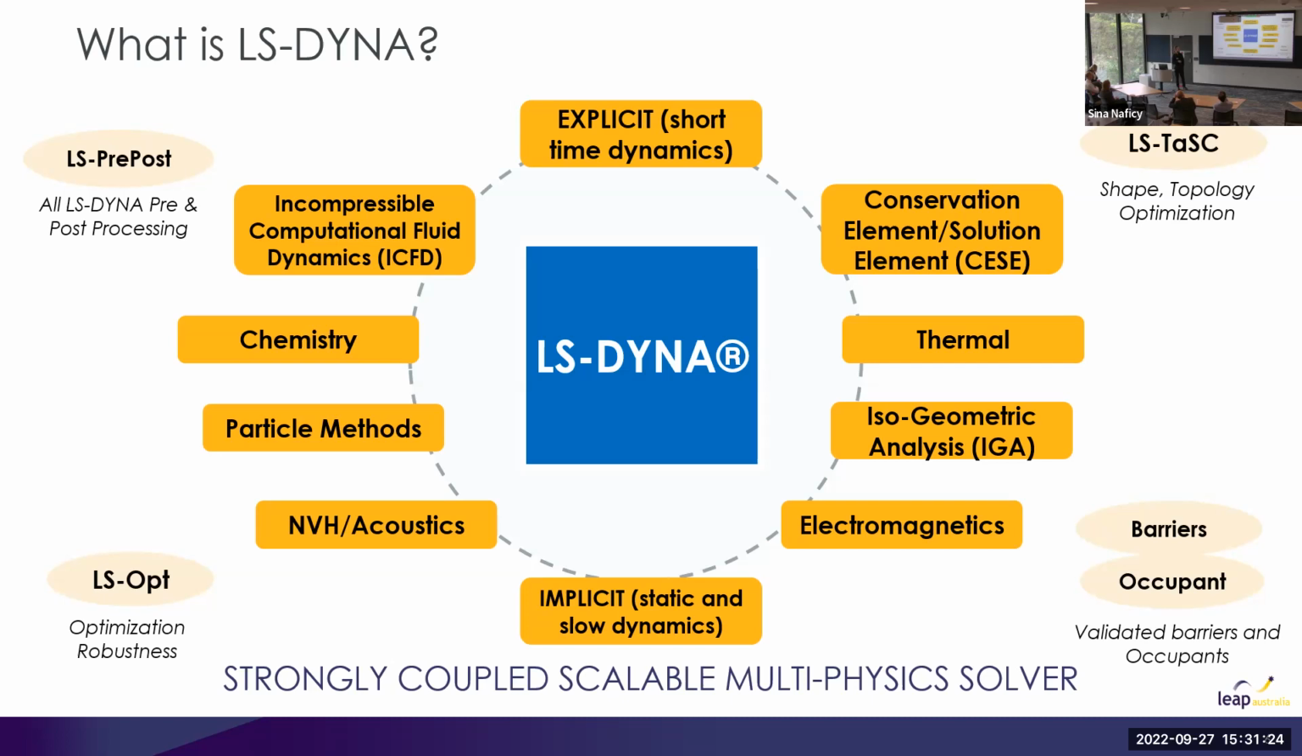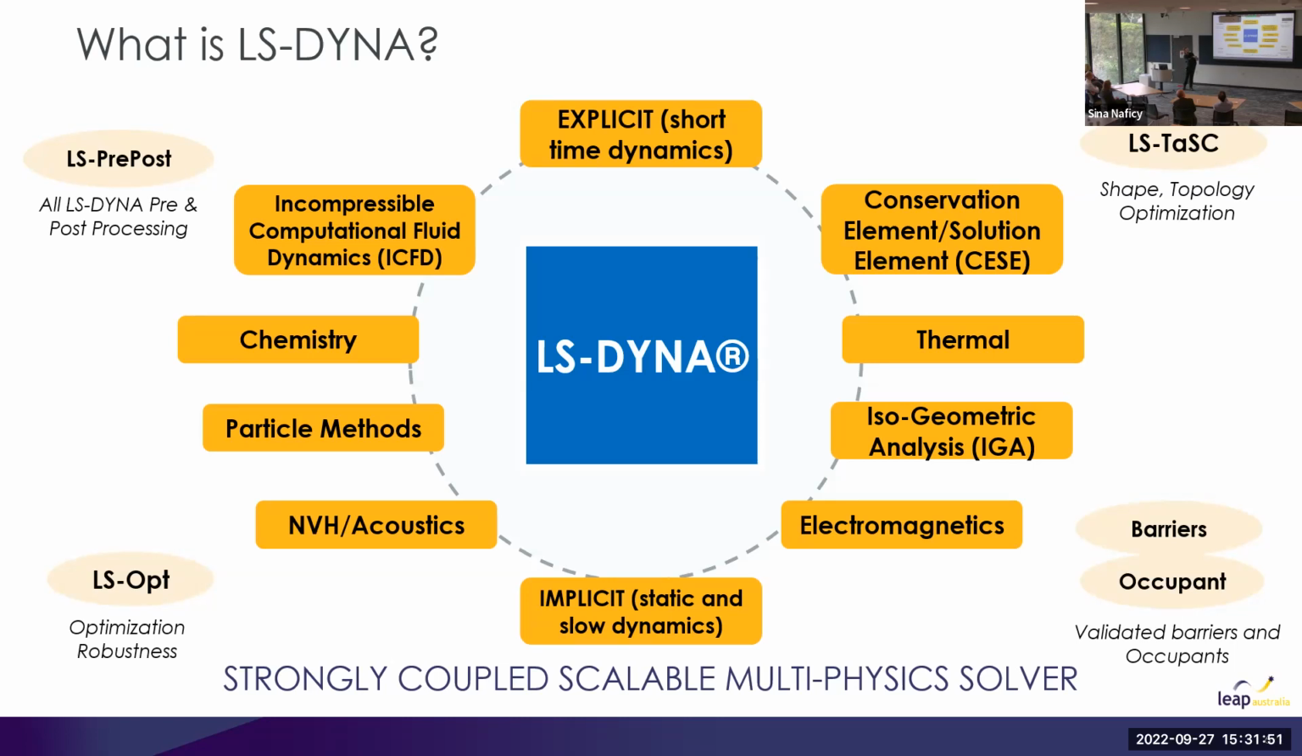It can do NVH and acoustics. It's also got an implicit static FEA code. It can do electromagnetics, and I'll be hinting at that as well. This new thing called isogeometric analysis for automotive sheet metal forming and crash and stuff, thermal analysis, and a compressible high Mach number CFD code. It's also got these other things, optimization. LS pre-post is a pre and post processing tool.